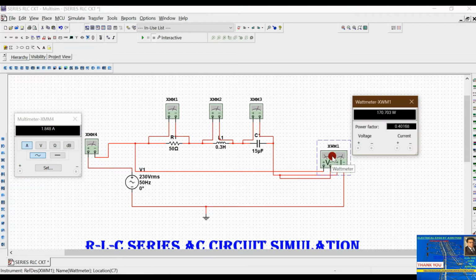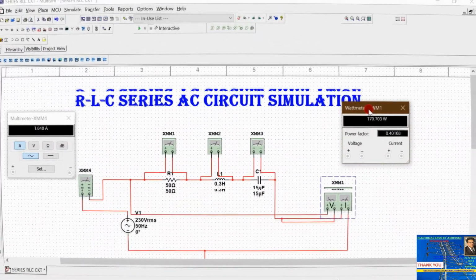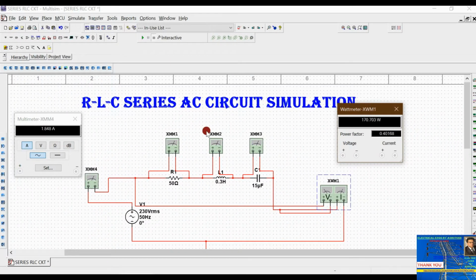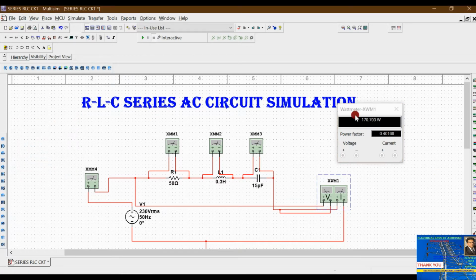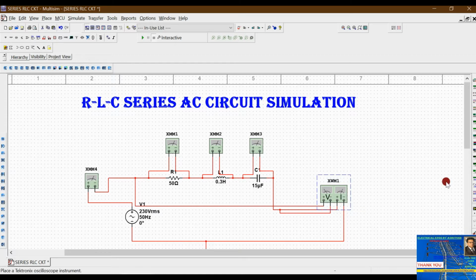Already I have connected this wattmeter and power factor meter. See, at the right side this is the wattmeter or power factor meter. When you run this application, I am closing this wizard again. This is a power factor meter also. It will work as a power factor meter as well as a power meter. So this is our wattmeter also.